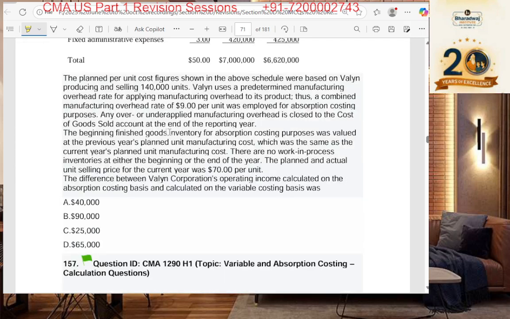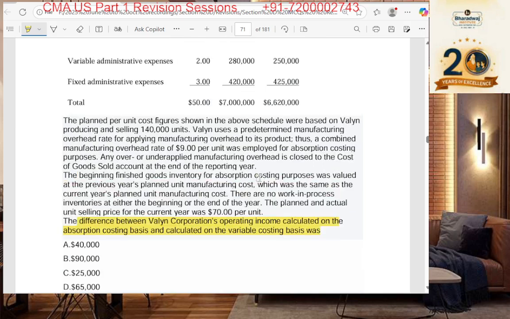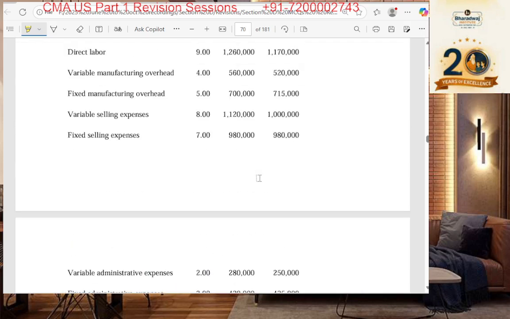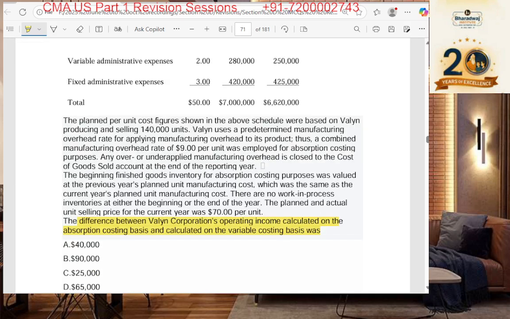Same question we have given. Next they ask you the difference between operating income on absorption costing basis and variable costing basis. That will arise because of which expenses? Fixed manufacturing overheads. So try it.